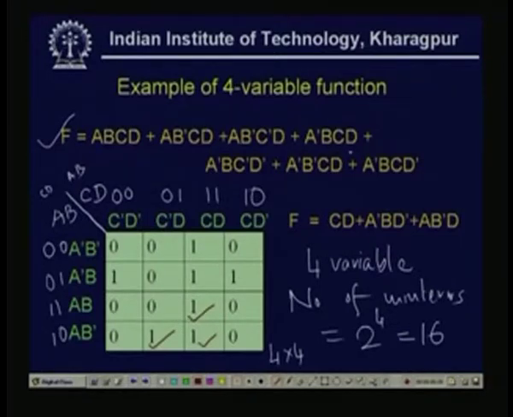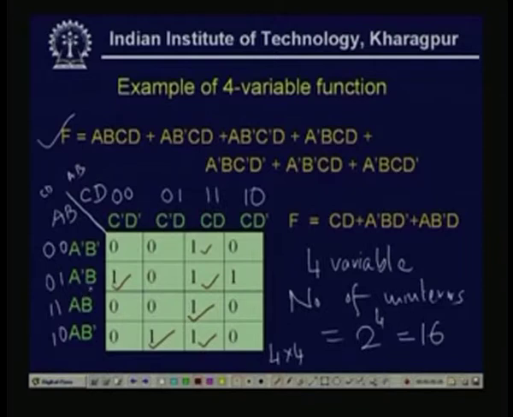Then a dash b c d, so it is the 2nd row and 3rd column. Now a dash b c dash d dash. For a dash b, this represents the 2nd row, and c dash d dash means the 1st column. So, this is the 5th min term. And a dash b dash c d means a dash b dash is the 1st row and c d is the 3rd column. Then a dash b c d dash.